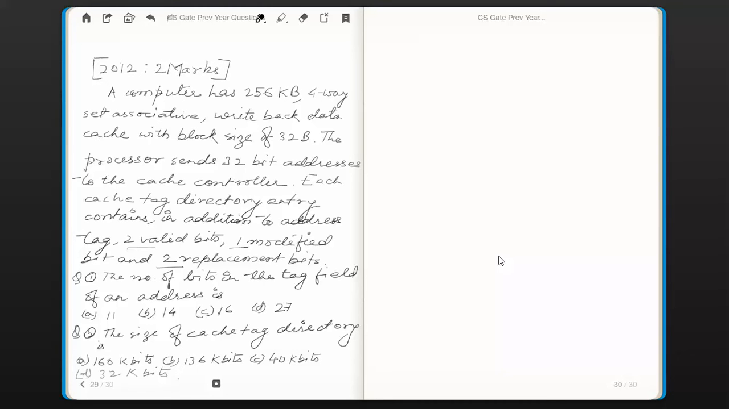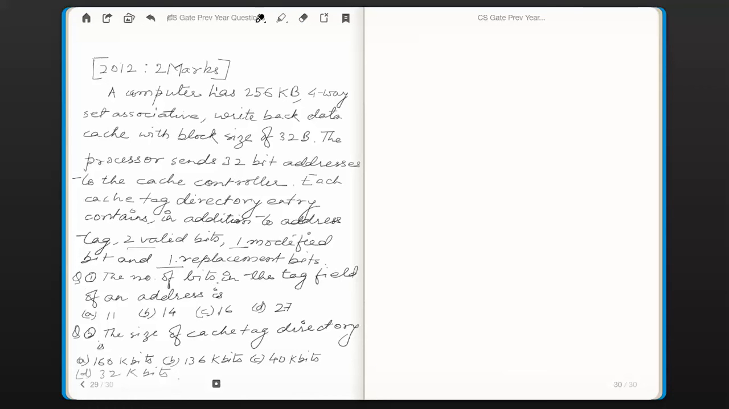So the problem statement goes like this: a computer has 256 kilobyte 4-way set associative write back data cache with block size of 32 bytes. The processor sends 32-bit addresses to the cache controller. Each cache tag directory entry contains, in addition to address tag, 2 valid bits, 1 modified bit, and here it should be 1 replacement bit. So this is a typo error.